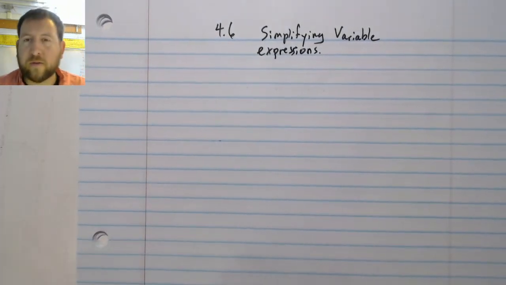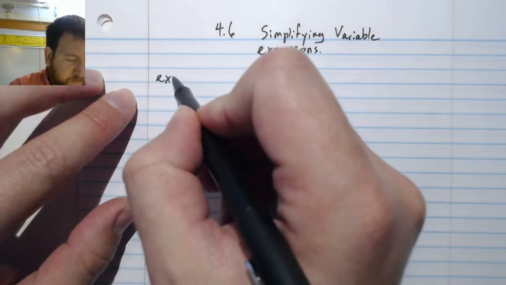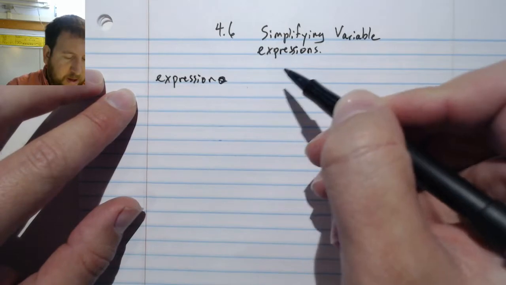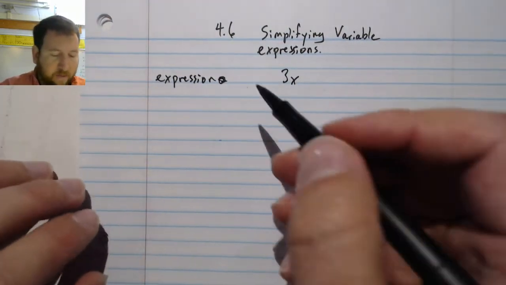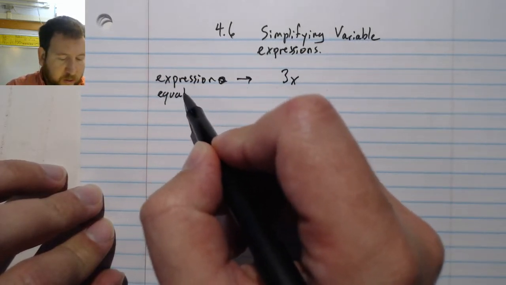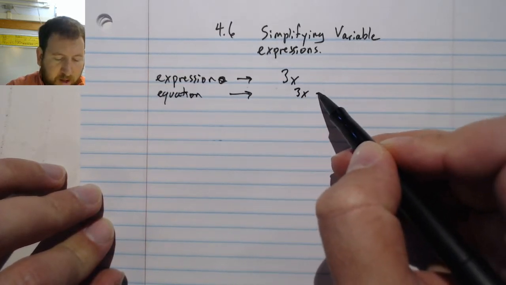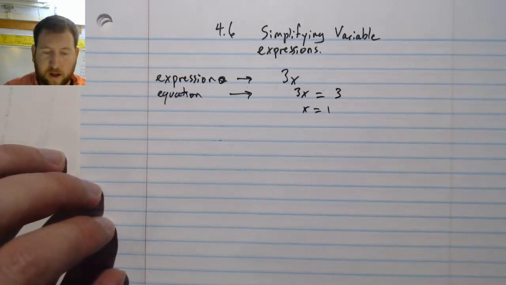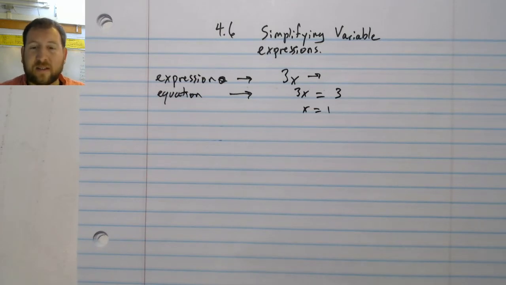Okay, so we're going to do some quick definitions to remind ourselves. When we have an expression, remember, it does not have an equal sign. So I could write 3x, and that would be an expression. If I'm going to write an equation, it always has an equal sign, so it would be like 3x equals 3. And then I can reduce it and find out that x equals 1. But in this one, I can't figure out what it means. It just kind of stays the same, right?